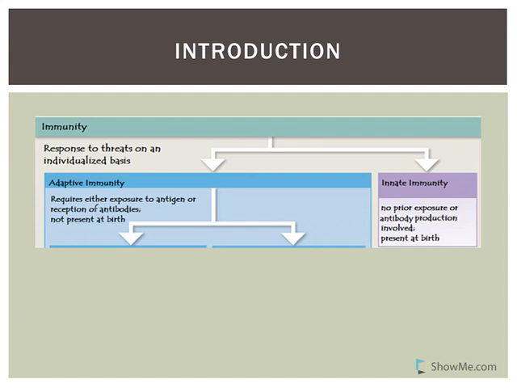So the adaptive immunity, though, requires prior exposure to an antigen, or you have received some antibodies. Now, these are not present at birth. You have to acquire this. Innate immunity, those defenses are present at birth and do not require any prior exposure to an antigen or antibodies to be produced. What we're going to do in the next recording is look at the innate immunity, look at this non-specific resistance to disease, and in the subsequent one, we're going to look at specific immunity.